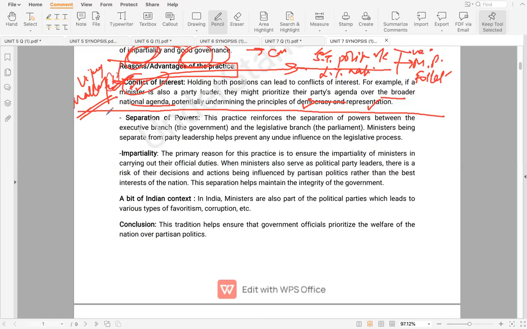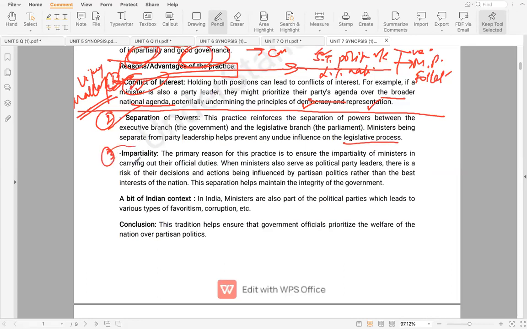Second, it goes against the ethos of separation of power. This practice, which is practiced in France, reinforces the separation of powers between the executive and the legislative. Ministers being separate from the party leadership helps prevent any undue influence in the legislative process.